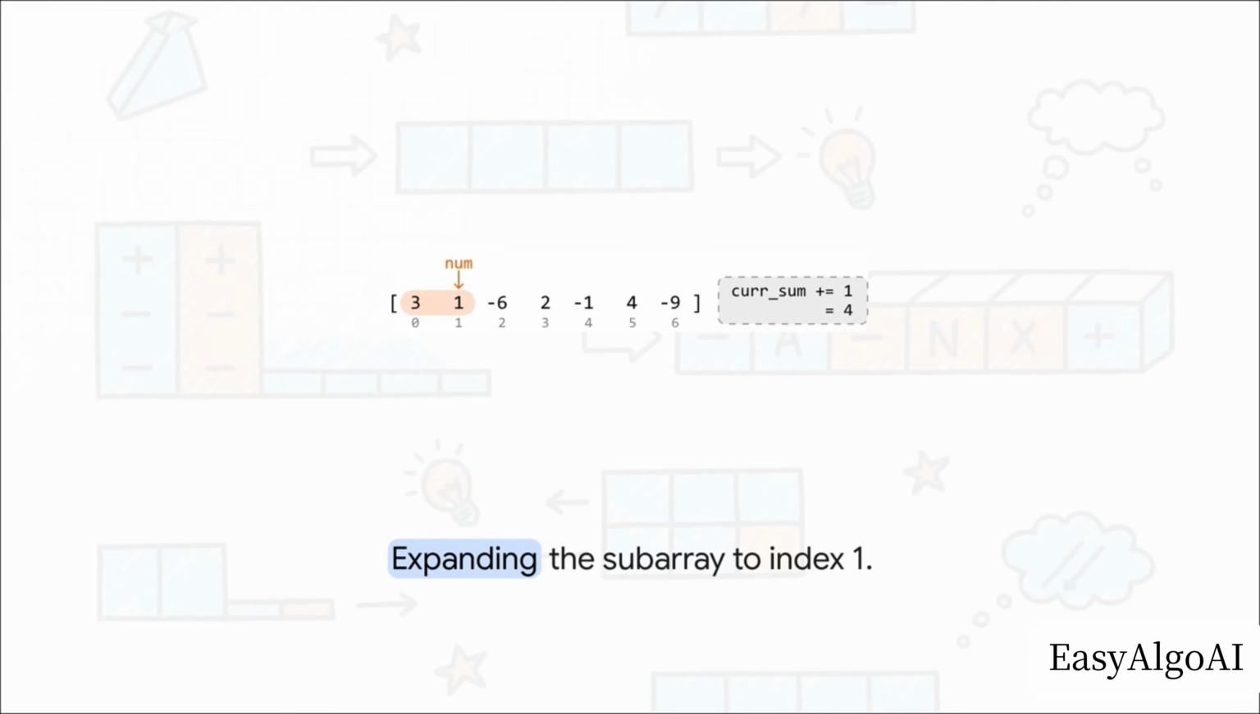Now let's move over to index 1 and see how this builds as we stretch our subarray to the right. We step onto index 1, and hey, it holds the value 1. Since it's positive, we gladly add it to our running total. Our cur_sum seamlessly ticks up from 3 to 4. Everything is working like a charm.